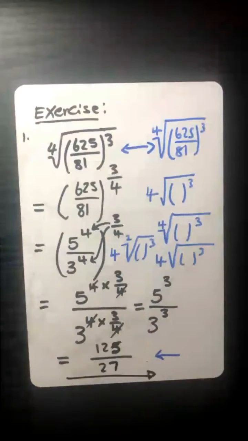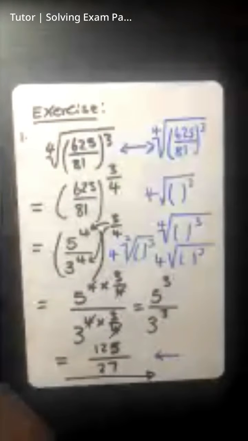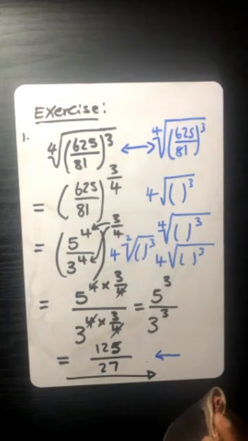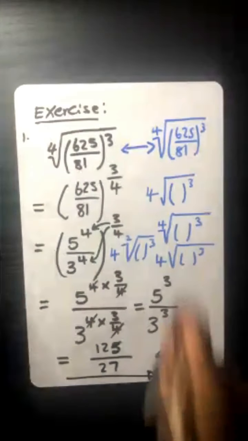So guys, is there someone who has punched all of that? And what answer are you getting when you punch all of that? Sir, 125 over 27, sir. So it gives you that final answer, isn't it? Yes, sir. 100%.